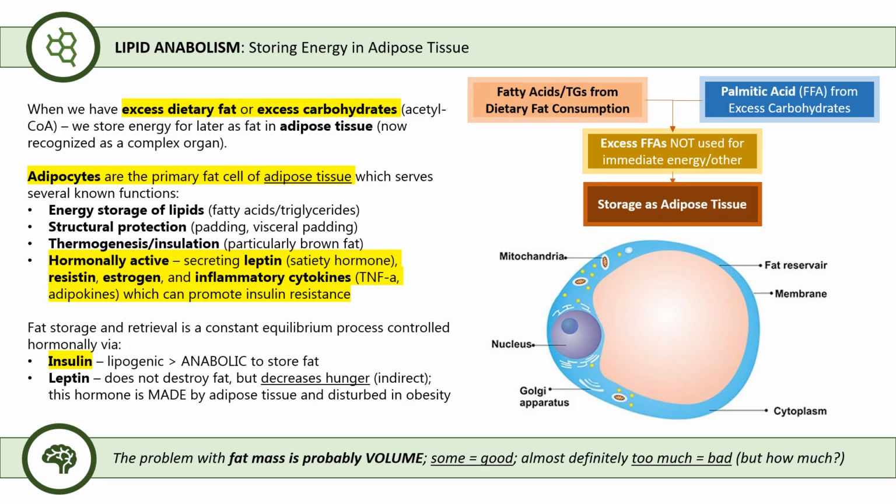So now we have both the palmitic acid we've created ourselves from fatty acid synthesis, as well as our dietary triglycerides with fatty acids attached. But where do we store these for later?